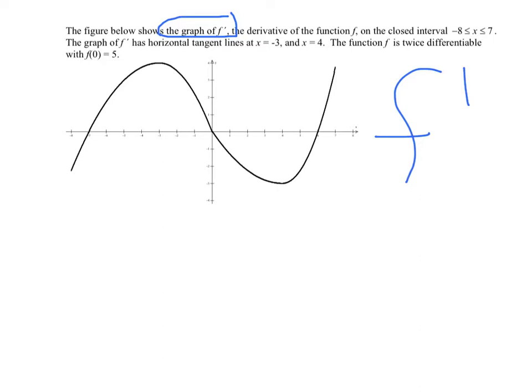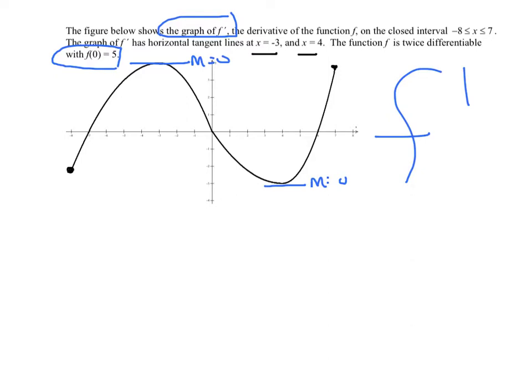It says f prime, the derivative of f, is on the closed interval -8 to 7. So they're telling you we're ending at -8 and going to 7 here. The graph of f prime has horizontal tangents at -3 and at 4. So I'm going to go to -3 and put my horizontal tangent, and go to 4 and put a horizontal tangent. Horizontal tangent means I have slopes of 0. The function f is twice differentiable, so you can take the derivative twice. And they give you something called an initial condition, which we'll deal with later on.